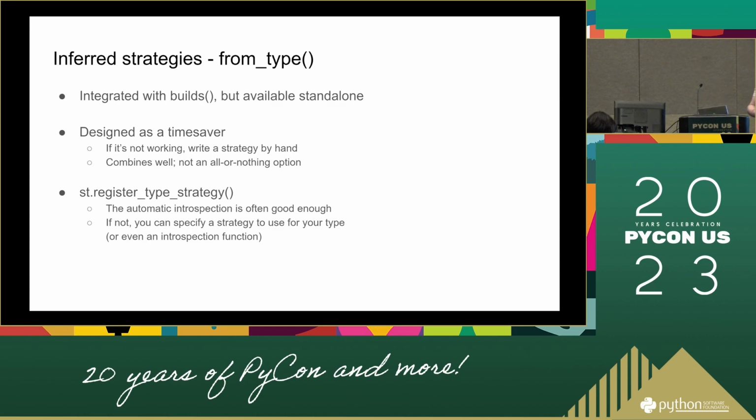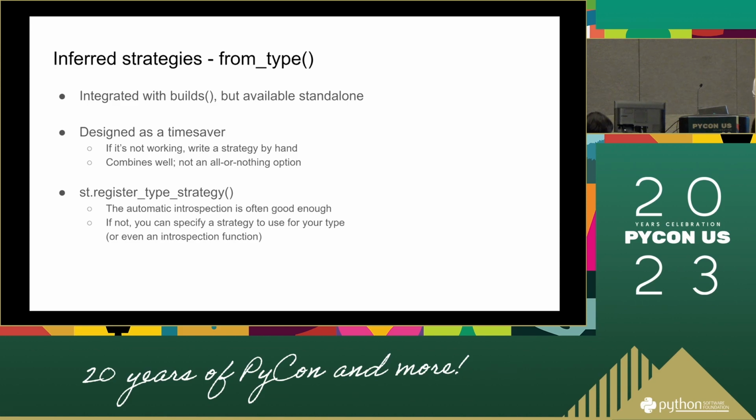And so inference is designed to be a time saver. It will almost always pretty quickly work out something reasonable for you, but sometimes that will permit more possible values than you actually intended. And in those cases, you can write a strategy by hand, even just specifying the particular bits that you want to be different and inferring the rest.